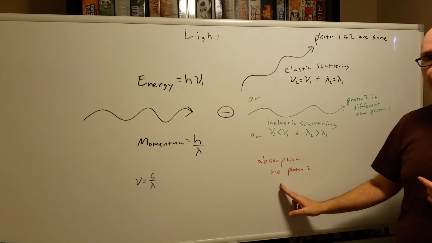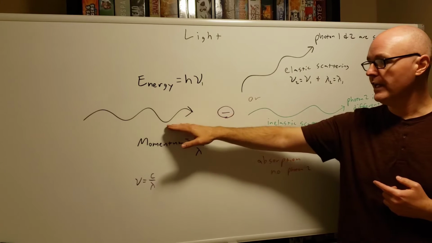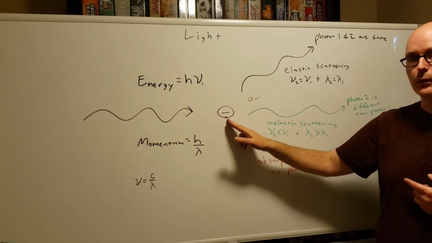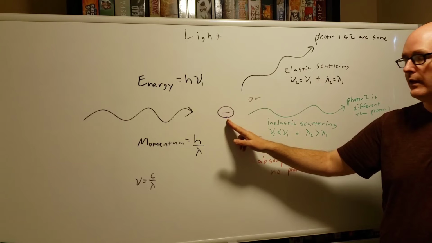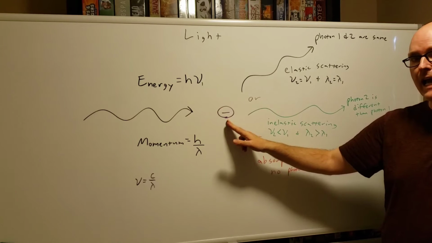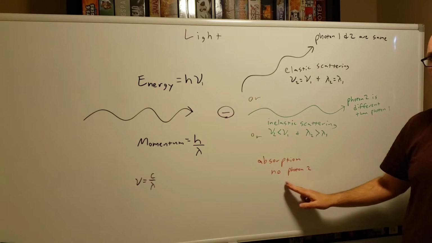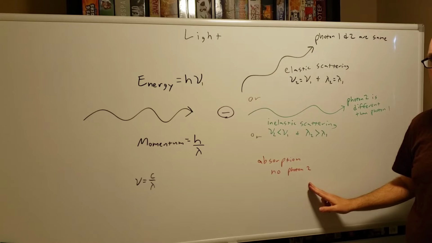We can have absorption, right? So all of the energy of the photon could be absorbed in some way by this electron. That could happen. If that happened, we call it absorption. There is no second photon.